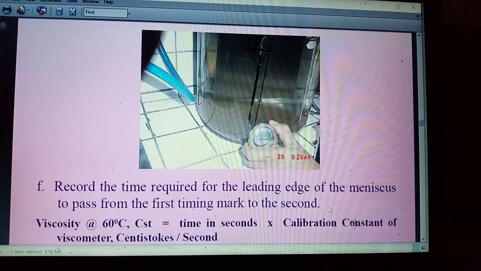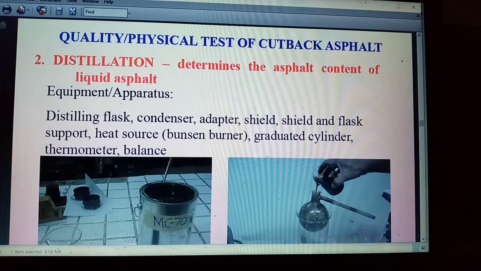Para ma-compute mo yung viscosity. Okay? So, then, another one is distillation. Number 2. It determines the asphalt content of liquid asphalt. Through distillation, malalaman natin kung ilang porsyento ng asphalt mo ang liquid.